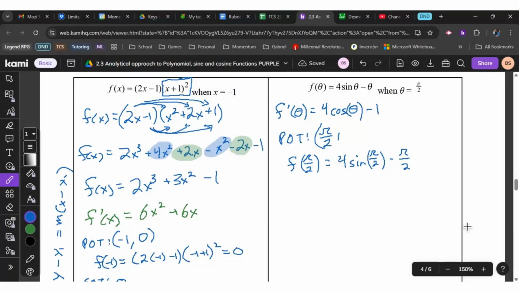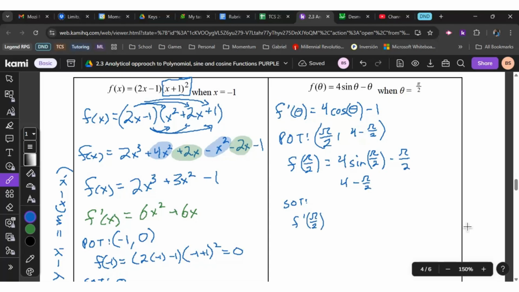1, exactly. So this is literally going to simplify to 4 minus pi over 2. Now I could write that as a funny decimal, or I could just leave it. Let's just leave it for now. No need, but if you want to, you can turn it into a decimal. All right, now I need my sot, which means that I'm finding f prime of pi over 2.